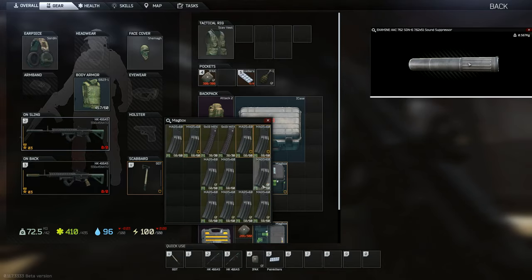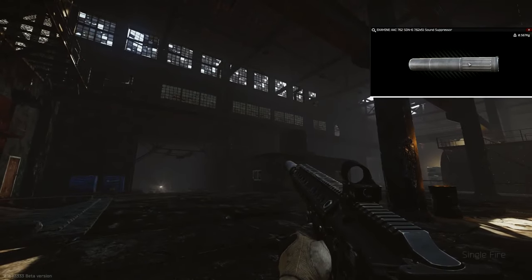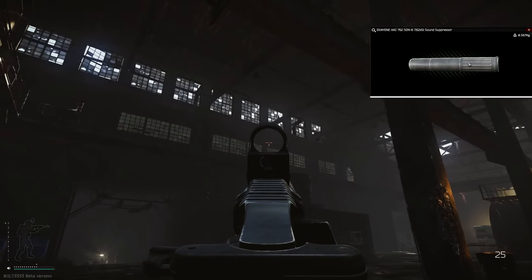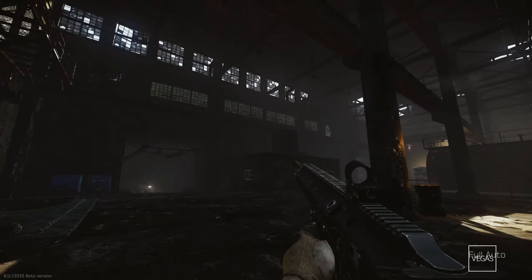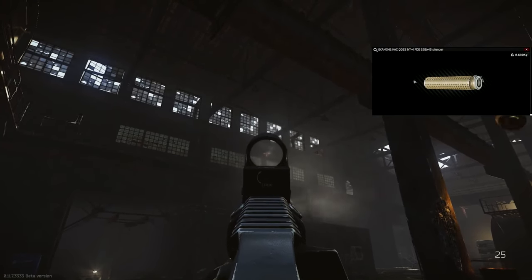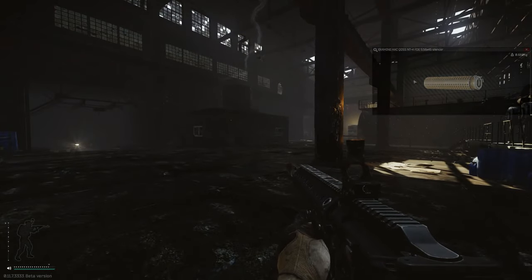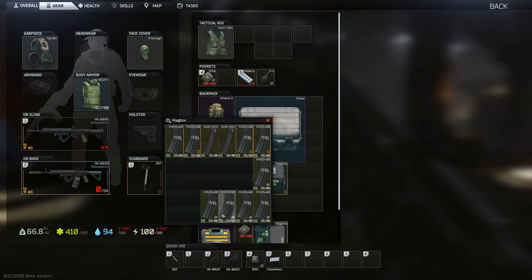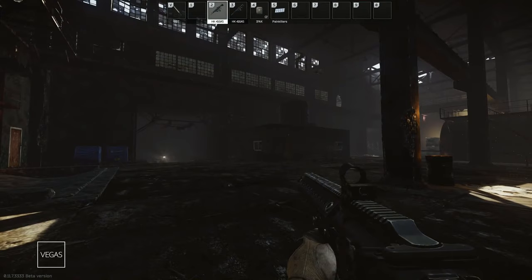So at first I decided to compare two silencers on the HK to see if there is any big difference between using those two. As you can see by the end of it, there isn't much difference, or at least I couldn't see any. So I would say silencers have zero muzzle flash.